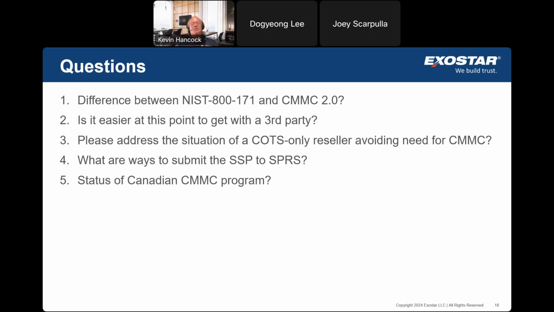So question number 2, is it easier at this point to get with a third party? The only answer I can really suggest is it depends. It depends how much expertise your organization has in order to manage a CMMC 2.0 program. It might be that you're a small organization that just does level 1. And it's pretty easy to satisfy those 15 requirements for level 1. And so you may not need a third party.